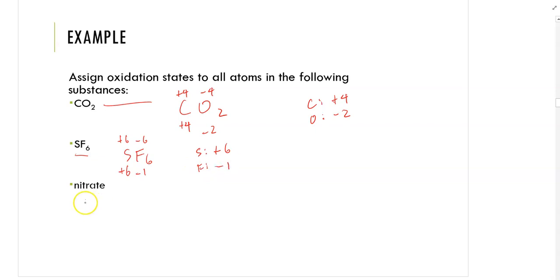Nitrate, this one is a little bit trickier. So this one has an NO3 -1 overall charge. This is our first kind of overall ion that we have to deal with. Let's figure out what's up. Let's write it over here. So NO3 with a -1 overall charge.